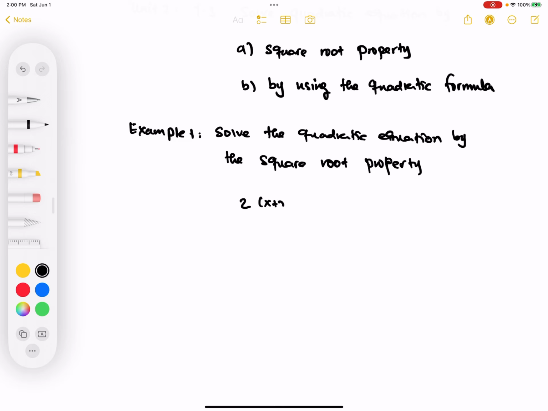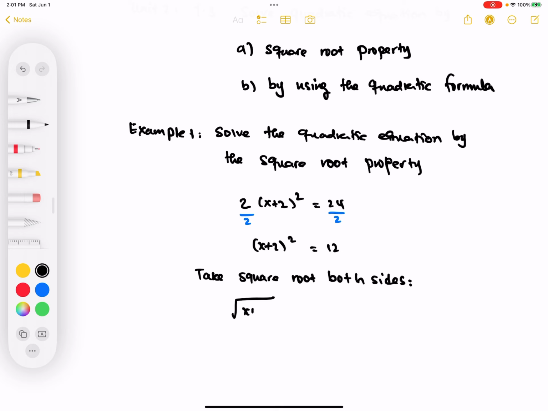2x plus 2 whole square is 24. So the first step is to divide by 2 to write the left side in a simple form. (x plus 2) the whole square is 12. Now take the square root of both sides, so that the left side becomes a simple form. x plus 2 is radical 12.